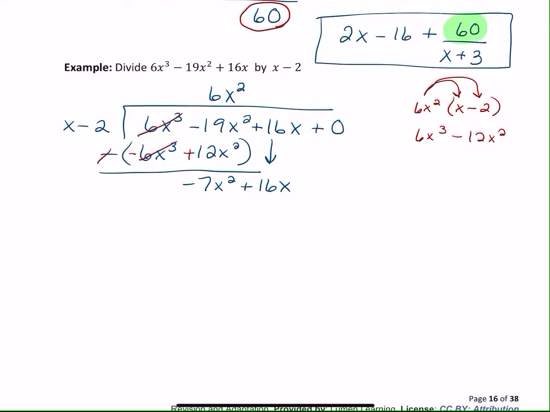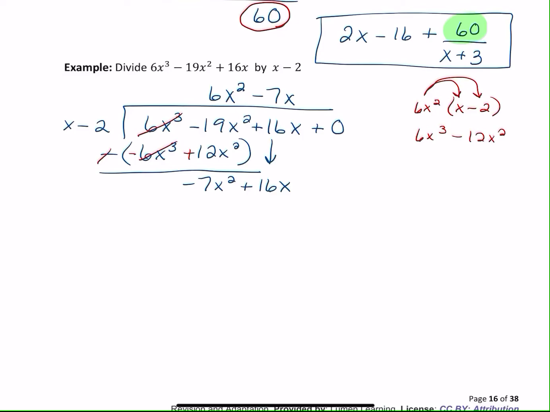And then I'm going to repeat the process. What do I multiply x by to get negative 7x squared? That's going to be a negative 7x. Also notice how I'm lining this up. My x squared is over my x squared, and my x is over my x. So it just kind of helps you keep it in order and keep track of everything.